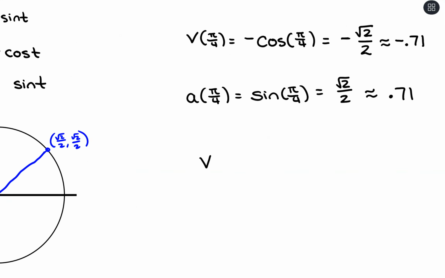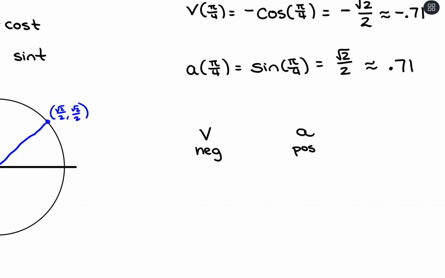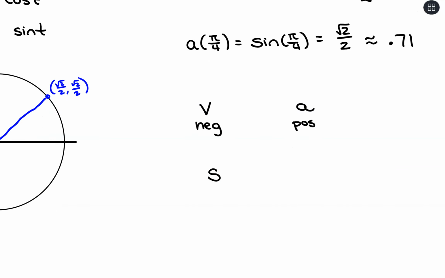Now compare these two values and decide whether the particle is speeding up or slowing down. So because velocity is negative and acceleration is positive, they're conflicting with each other. We're going backwards but pushing forwards with acceleration, and because they're contradictory, that means we are slowing down.